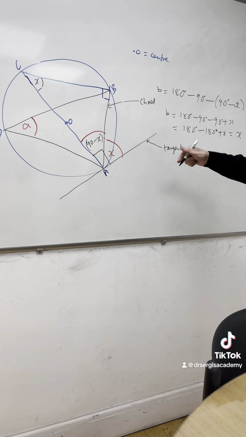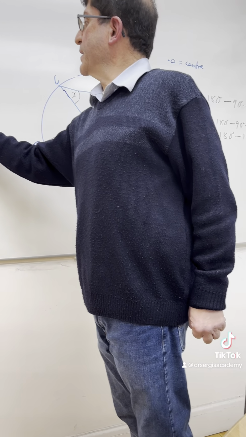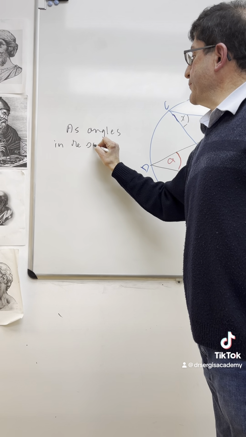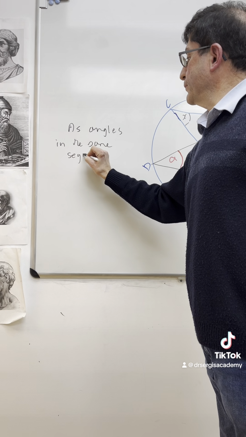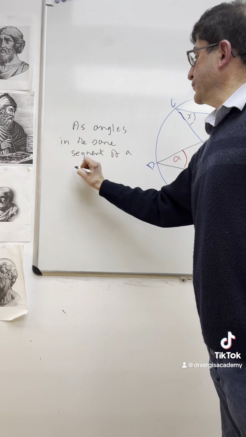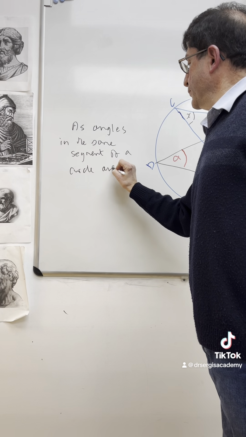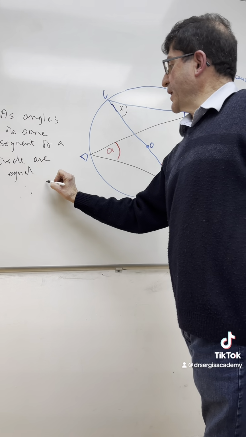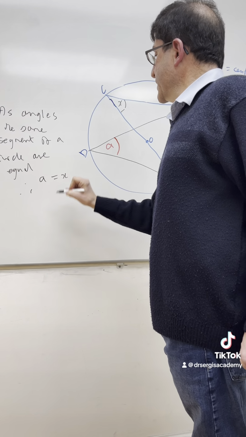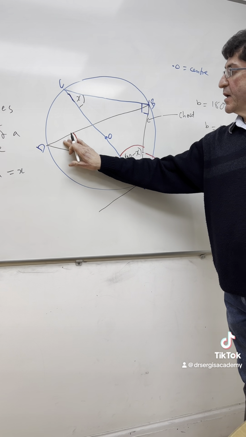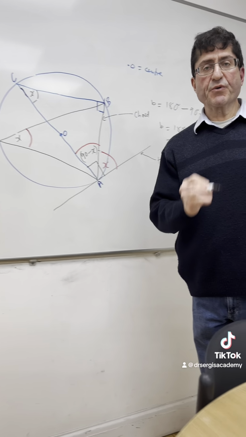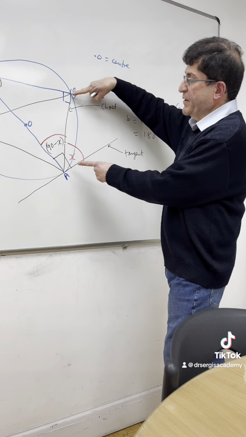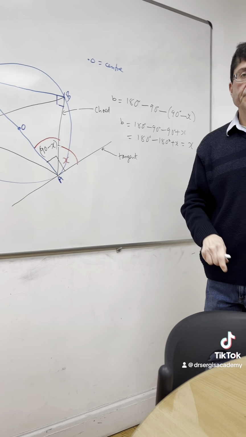So we're going to say that as angles in the same segment of a circle are equal, therefore angle A equals x. So therefore A must also equal x. And that's proven that the angle between the tangent and the chord is equal to the angle subtended by the chord at the circumference. Thank you.